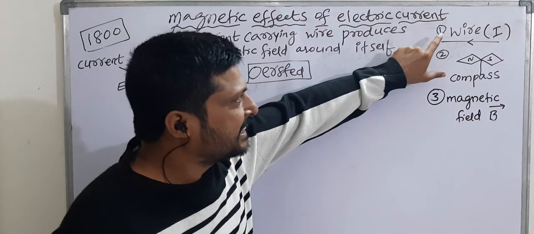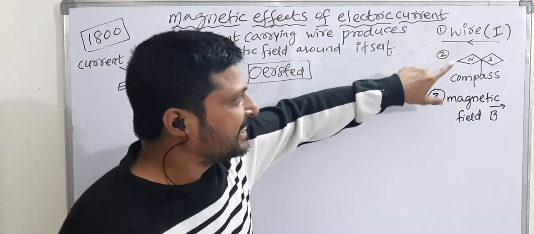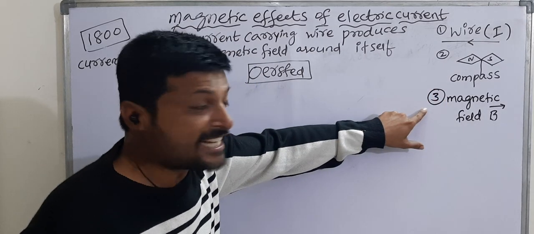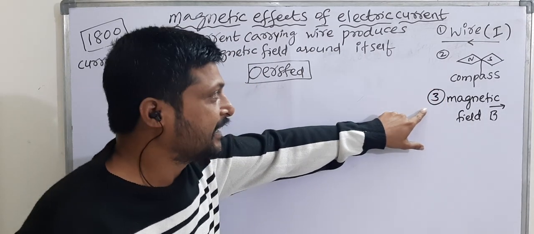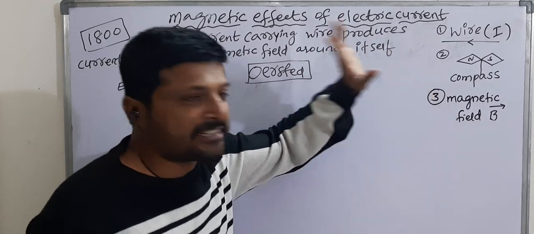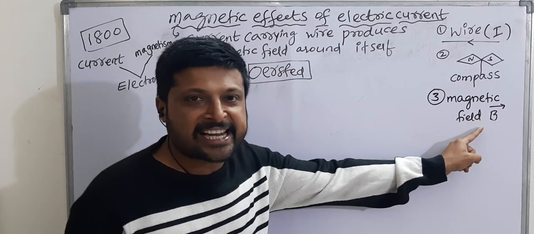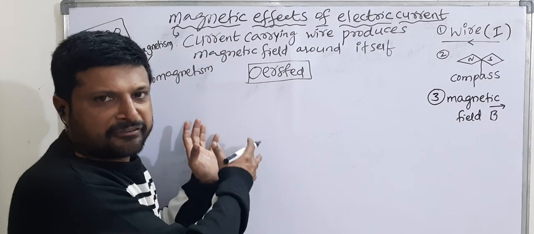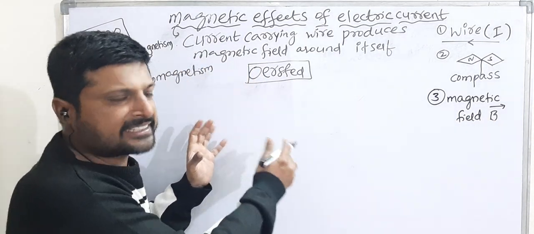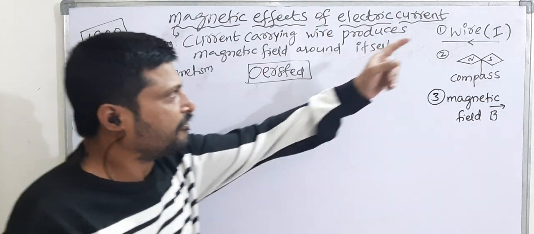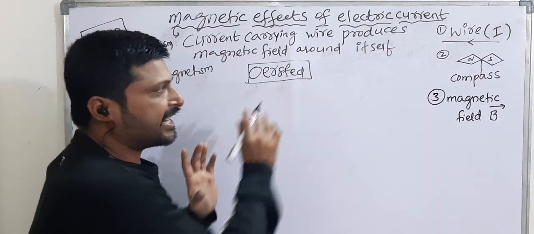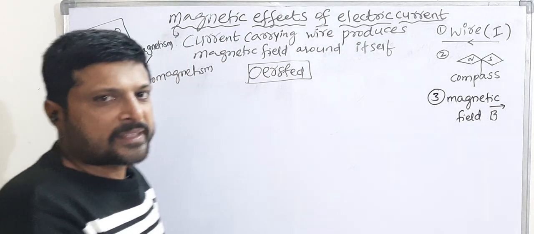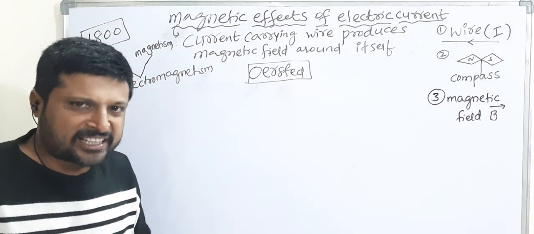So what are these? The first one is wire, the second one is magnetic compass, the third one is magnetic field. Remember these three words. Magnetic field is denoted by B. Next time, if any place a magnetic field is there, I will simply write B. For current, I will write I. And this is the magnetic compass. Right? Shall we enter into the class?